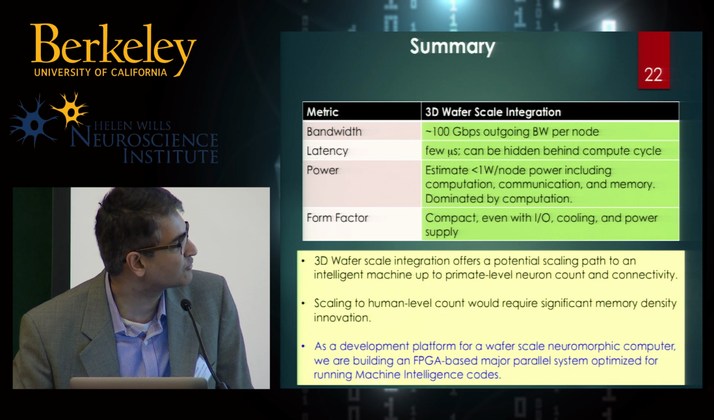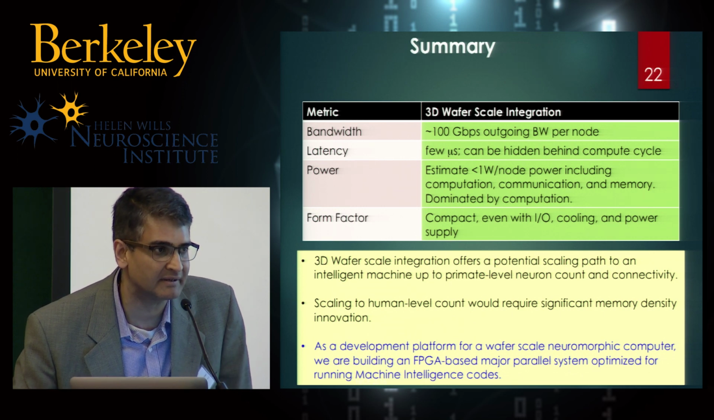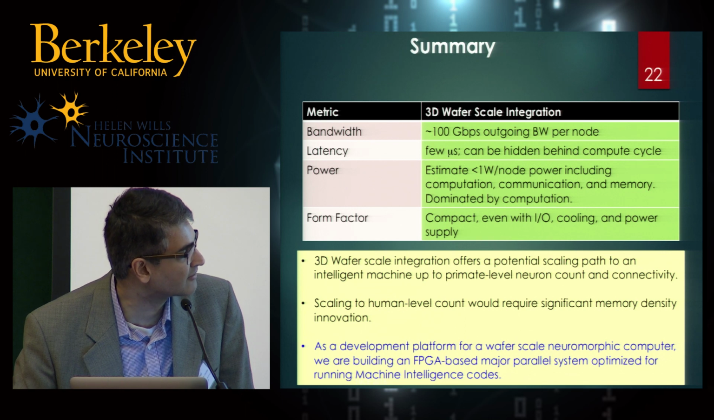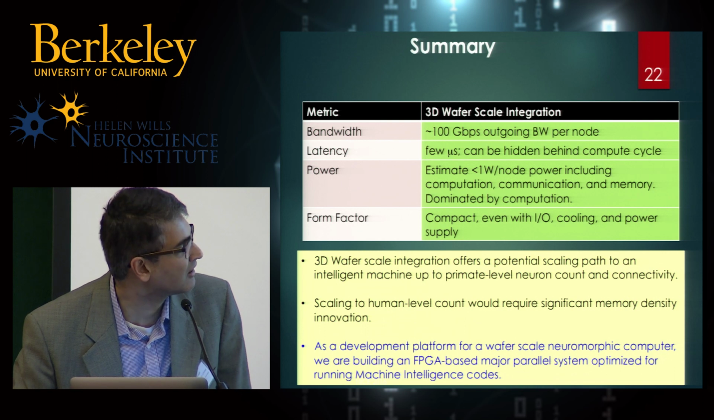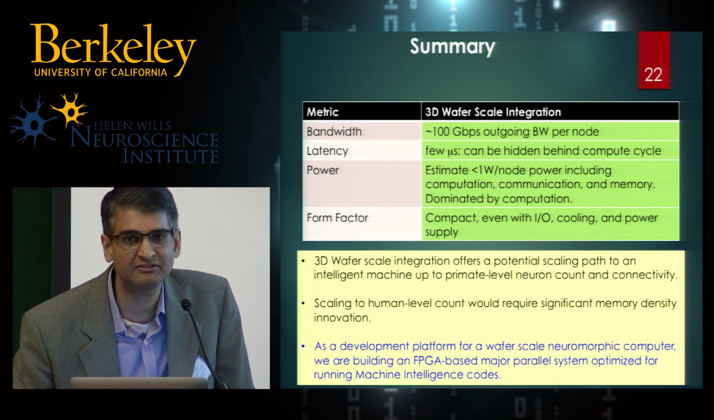And lastly, I just wanted to add that as a first step, we are developing a platform based on an FPGA implementation for the wafer scale. We want to first get a model that can be used as a development platform, from FPGAs on a board, to run these machine intelligence codes and really understand where the pain points and bottlenecks are. And we're hoping to get some results this year.